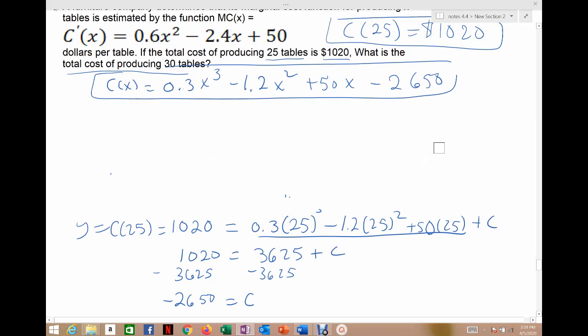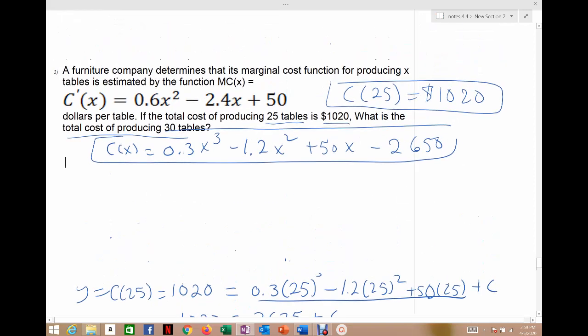If I take the derivative of this function, it should equal this original expression. The derivative of that expression should be that derivative of my cost, and it should satisfy this initial value. When I plug 25 into this function, I should get out a cost of 1,020. So there's my cost equation, and then the last question is asking you to use it. What is the cost to produce 30? They're currently producing 25, it cost them 1,020. Now I want to know how much it costs to produce 30 tables. Well, you take your 30 and plug it into this equation we just found.